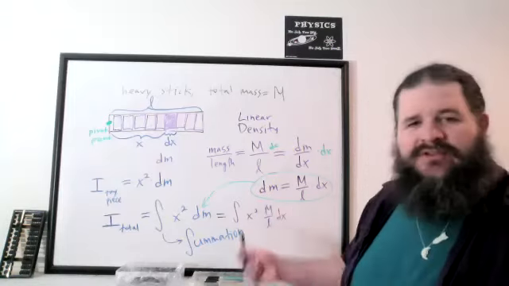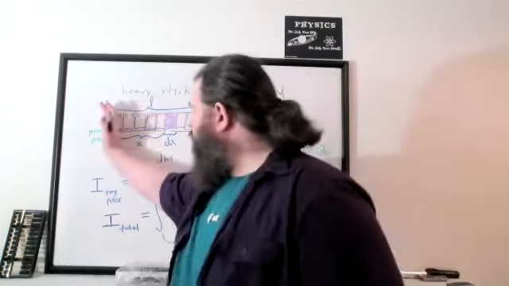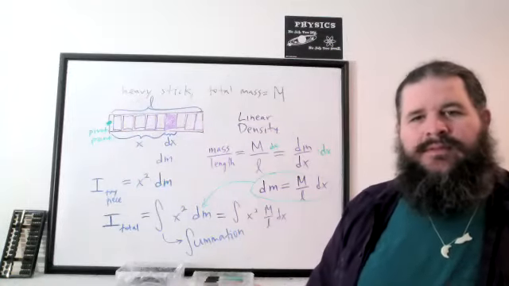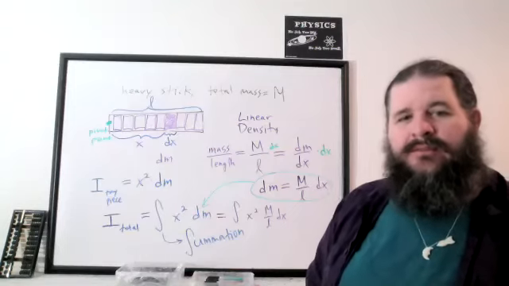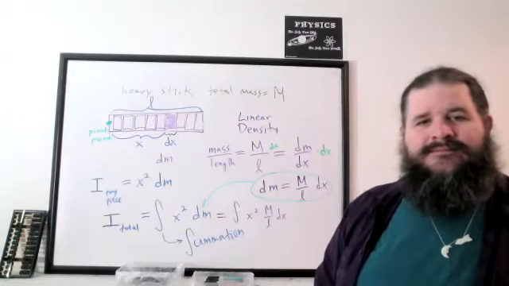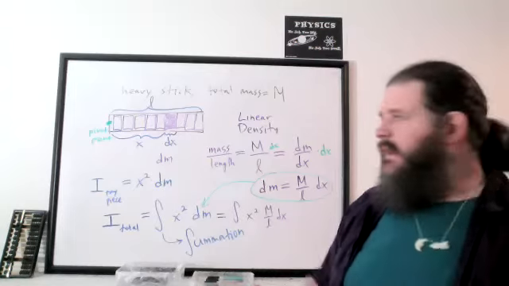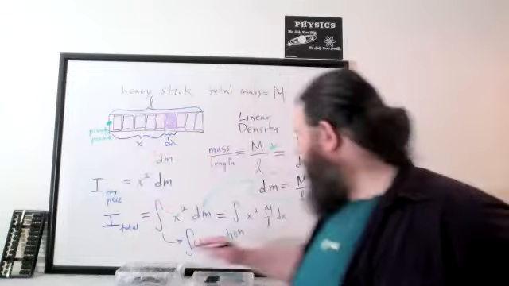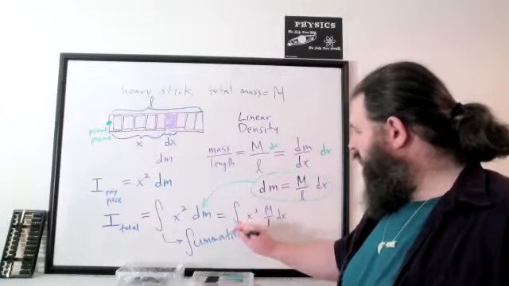And also we need limits of integration. What's the smallest value of x and what's the largest value of x? What's the closest a bit of mass can be to the pivot point here? Yeah, smallest x is 0. We've got bits of mass all the way up to the pivot point itself. So we should start the integral at 0.